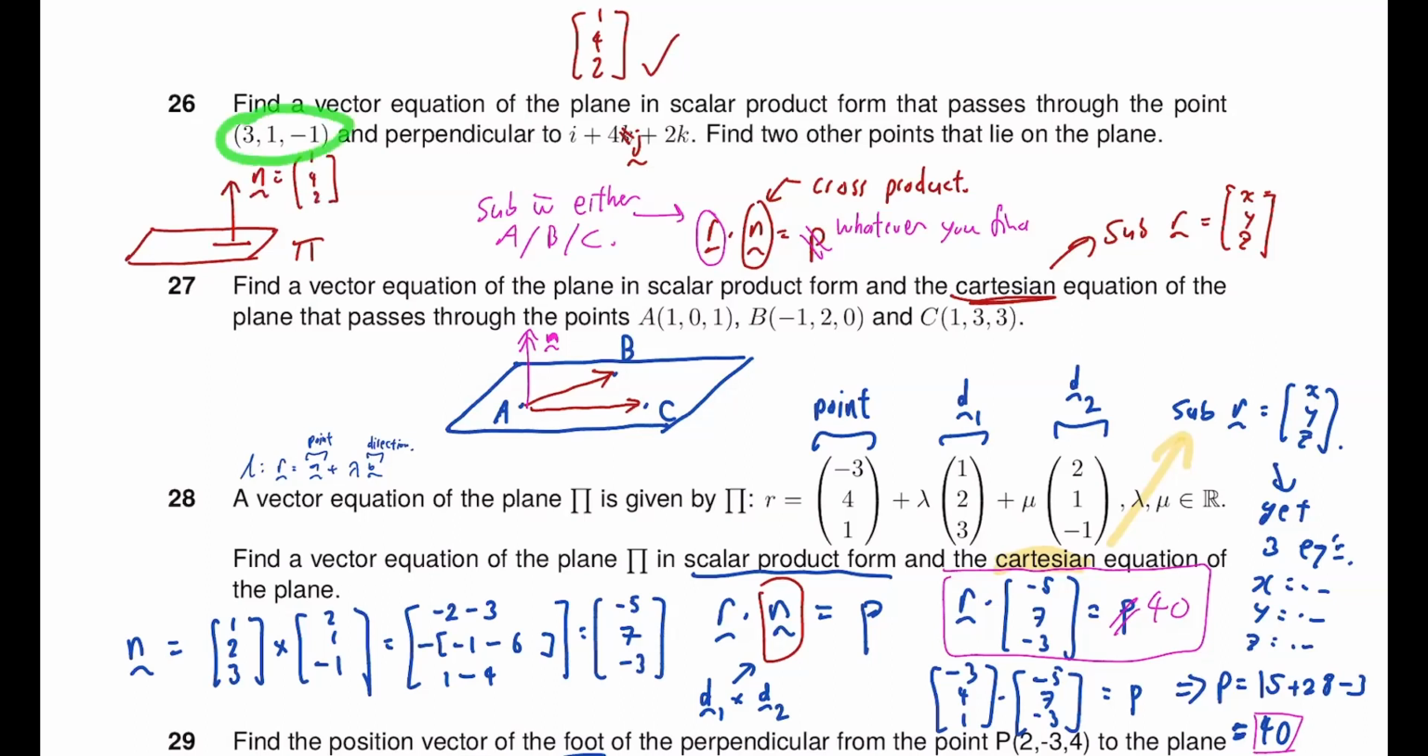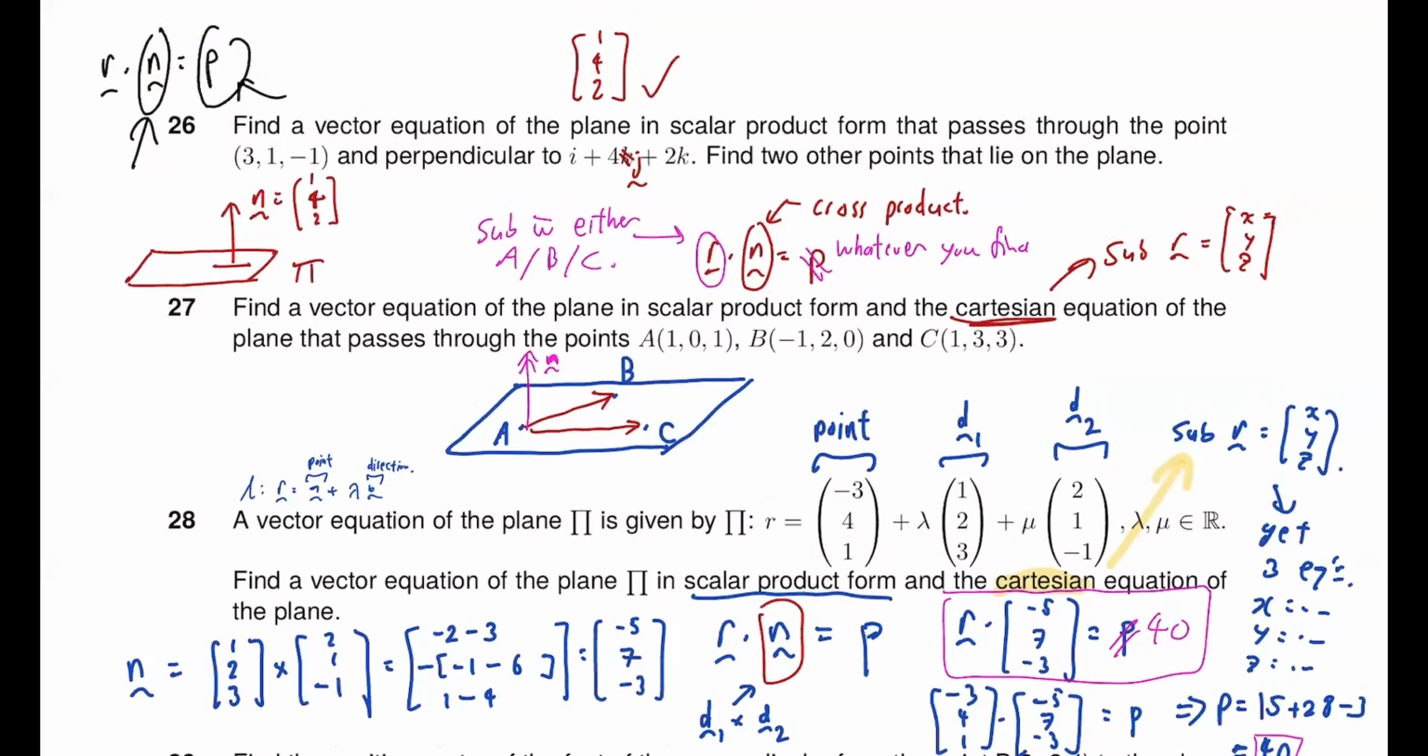And then you have a point. So I think by now you know it should be r dot n equals p. You need to find out what's n. You found it already. You need to find out what p is. How to find p? Sub in r with 3, 1, -1, then n with the 1, 4, 2. Correct. Then you take the dot product, you will get your p. And then you're done. Can? Can, good. That's question 26.